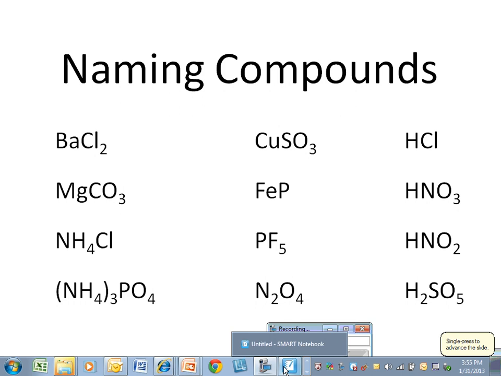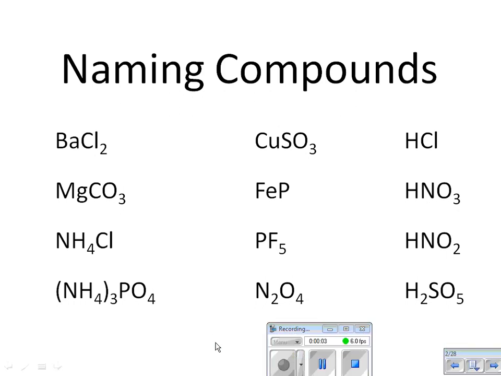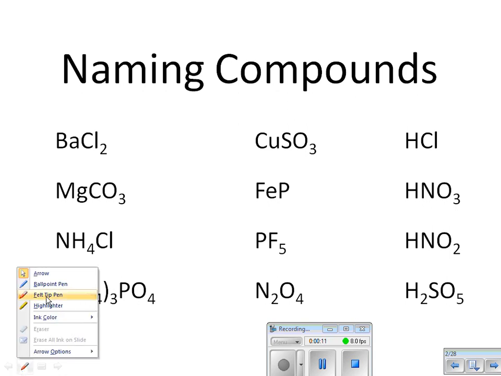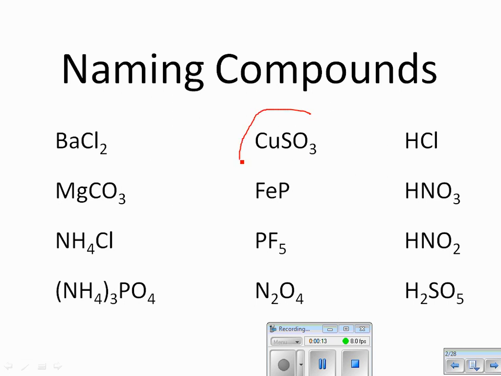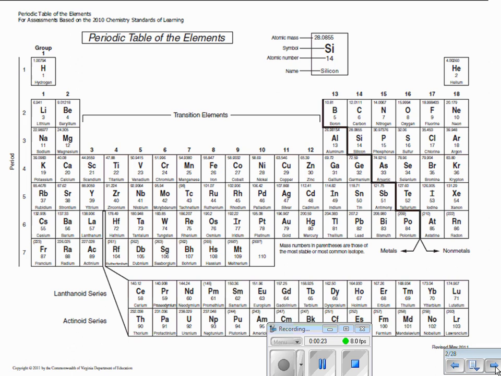This is the 5th video in our series of naming compounds, where we're taking a look at these particular compounds and deciding which rules to use. And in this video, we are going to name this compound right here. Again, we're going to start with the first element, and we are going to find that on our periodic table.